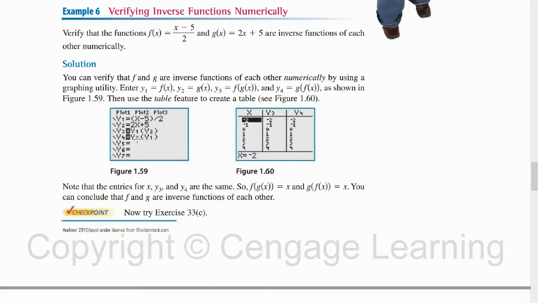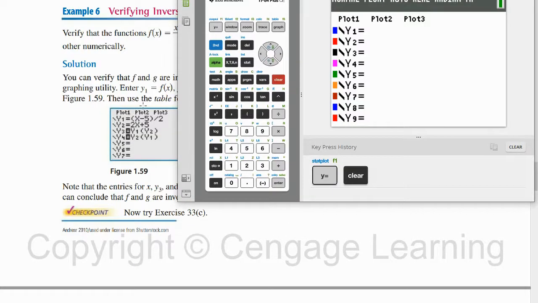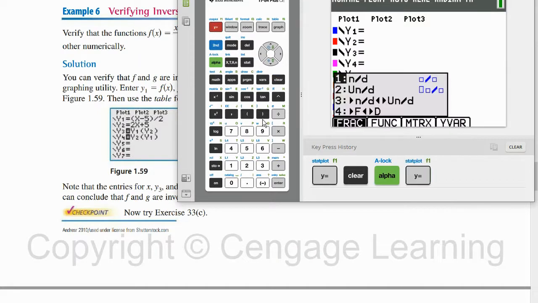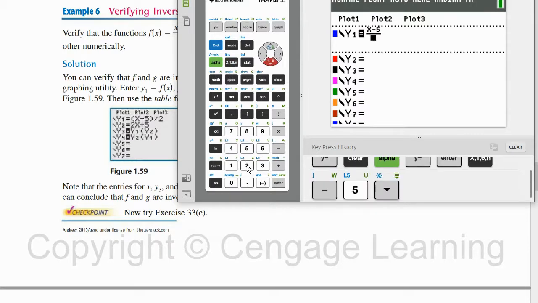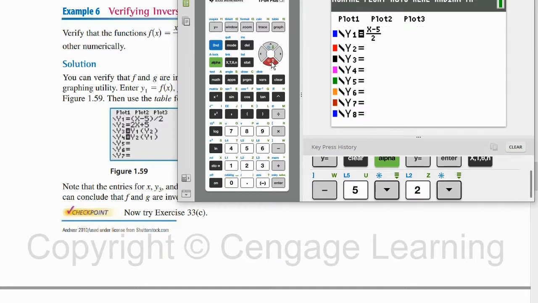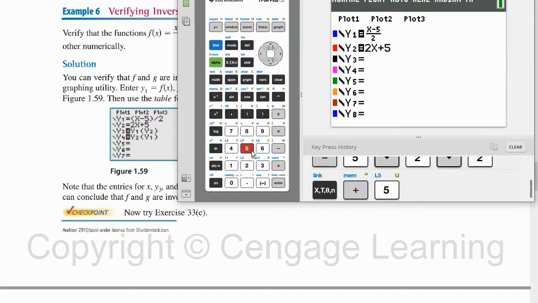Jump down in y3 and put y1 of y2. Now, where do I get this y1 and this y2? Let me pull up my calculator real quick. I'm going to do this using the vertical. Instead of doing it this way, I'm going to go alpha y equals number 1. And let's go x minus 5, and then divided by 2. And then we've got 2x plus 5. Jumping down here, to get the y1 of y2 business.